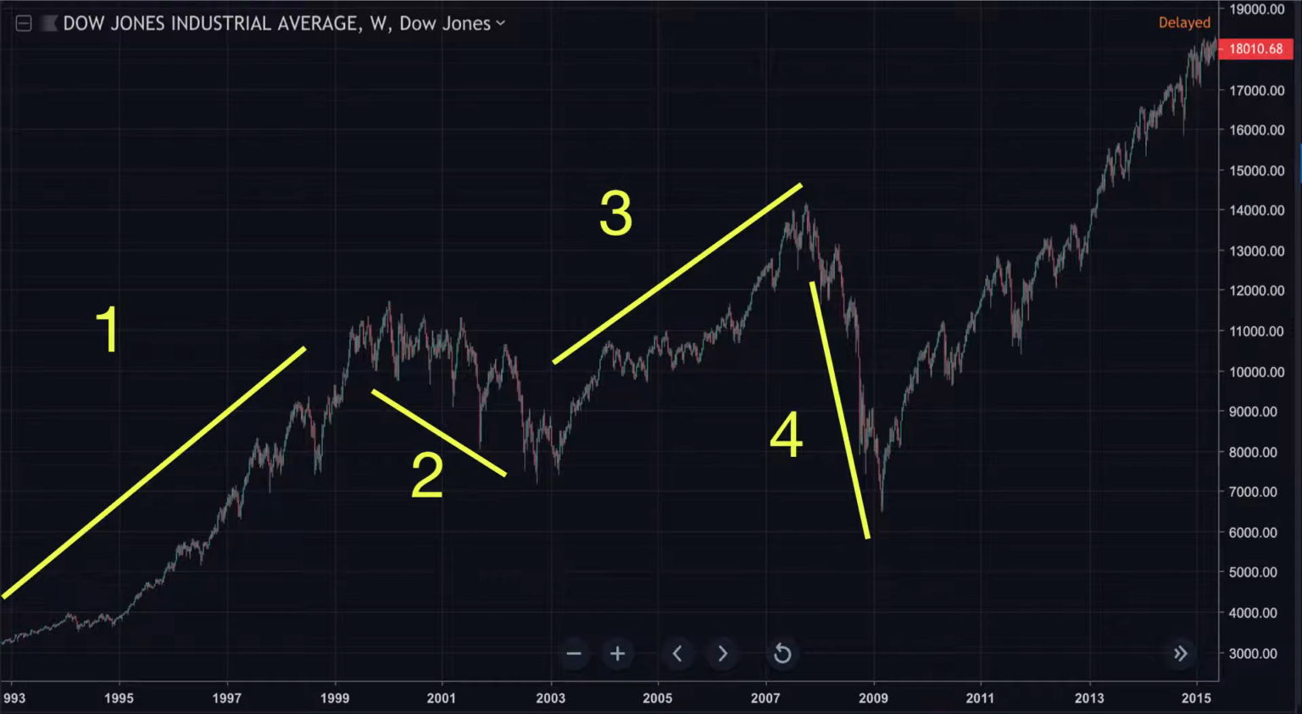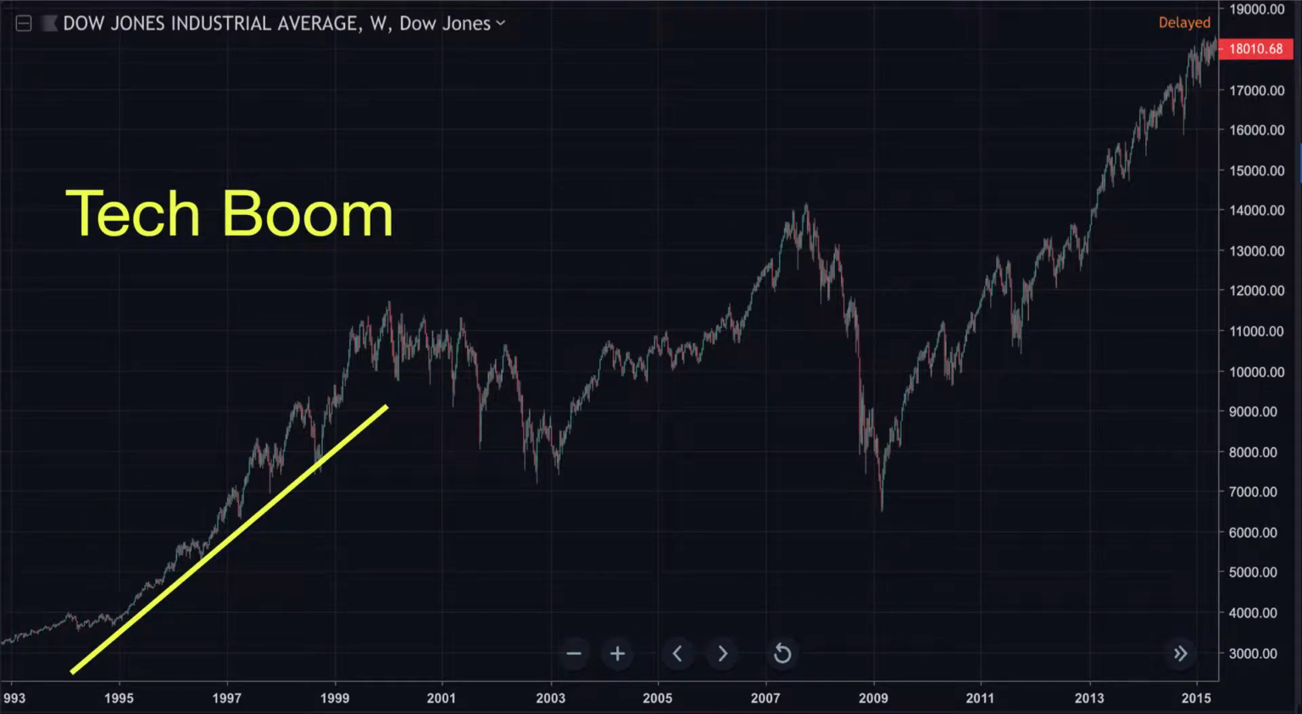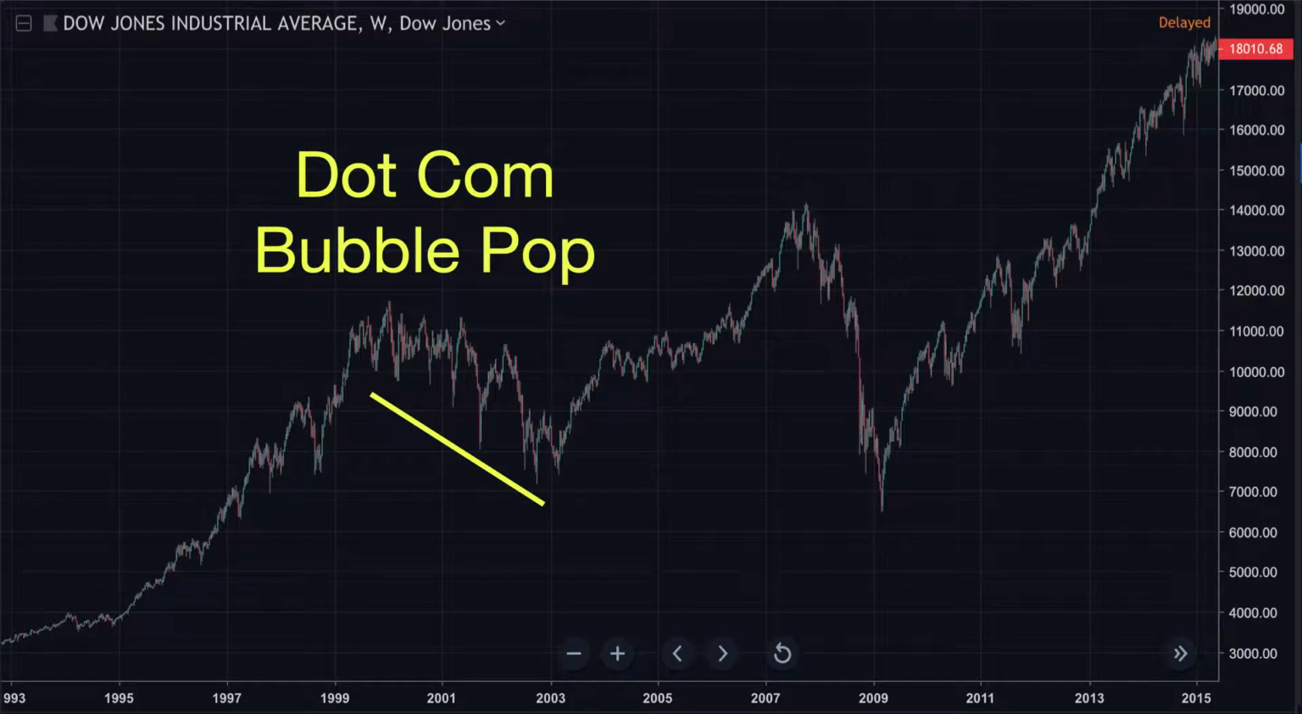This is a chart of the Dow Jones from 1993 to 2015. During the tech boom, the stock market had one of the biggest bull markets in history. It eventually turned into a bubble and it peaked in 2000. You may have heard of the dot-com bubble or the tech bubble of the 90s.